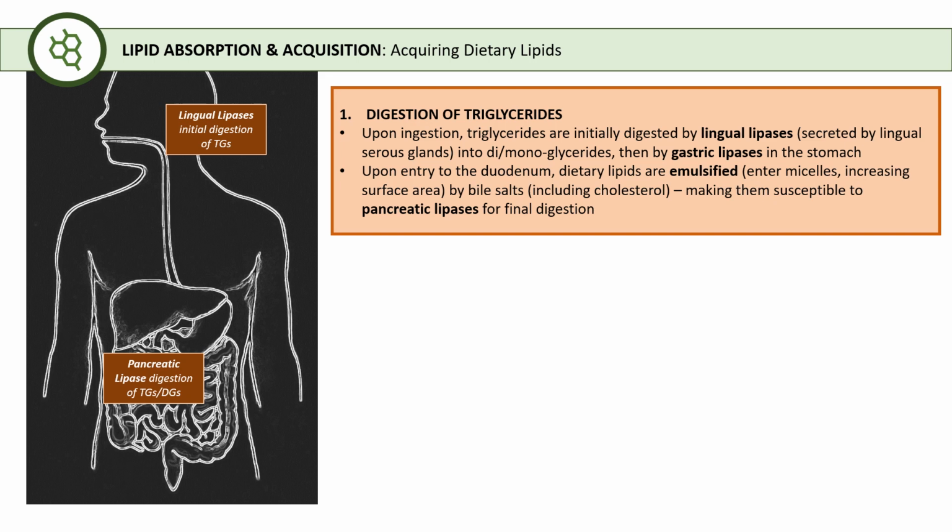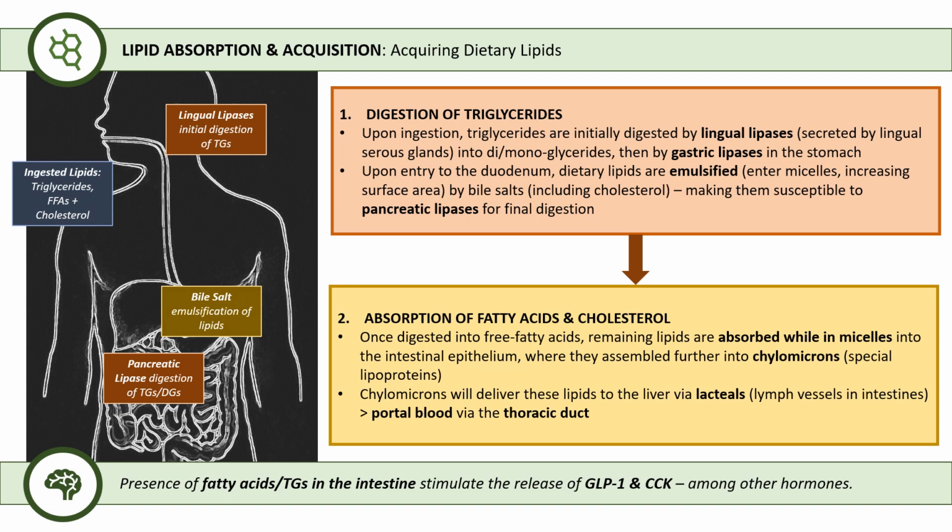If the biliary tree is obstructed, or the liver or pancreas is non-functional, fats are not fully absorbed and appear instead in the stool as steatorrhea, or white, thick, and fatty stools. Next, free fatty acids, now contained in micelles, are absorbed into the intestinal epithelium, where they are further assembled into lipoprotein particles called chylomicrons for delivery to the liver.